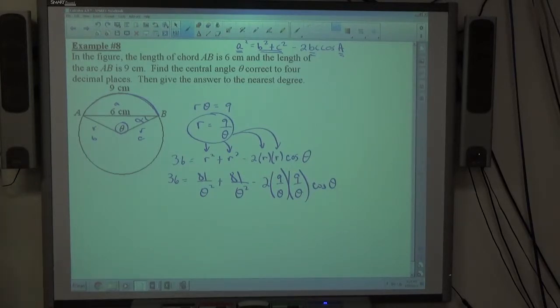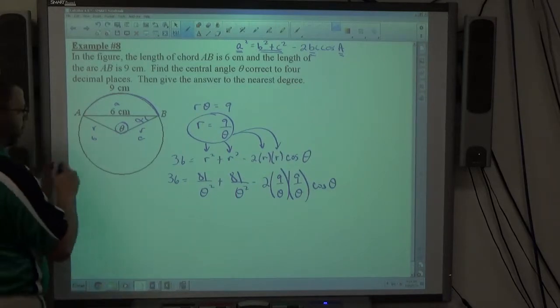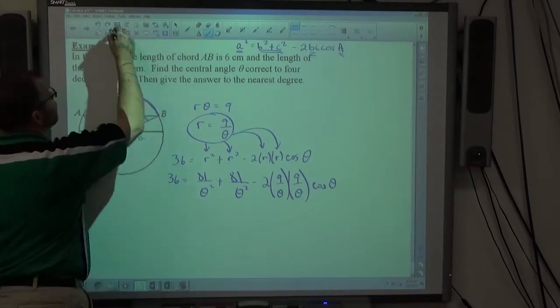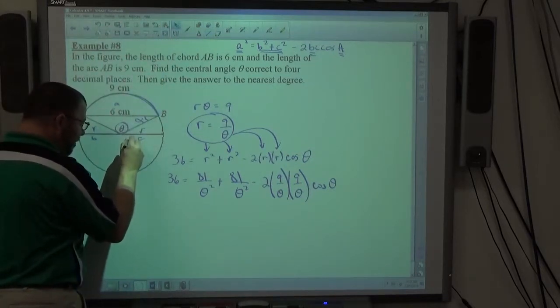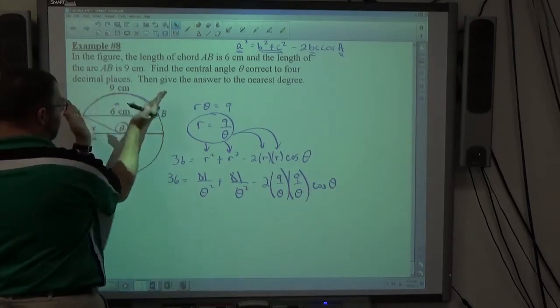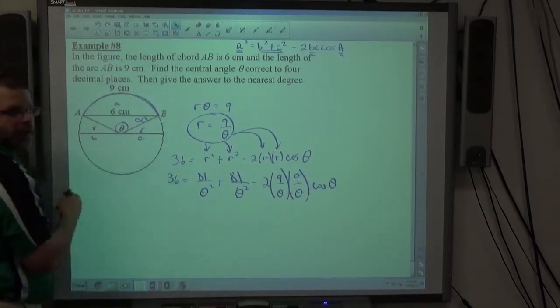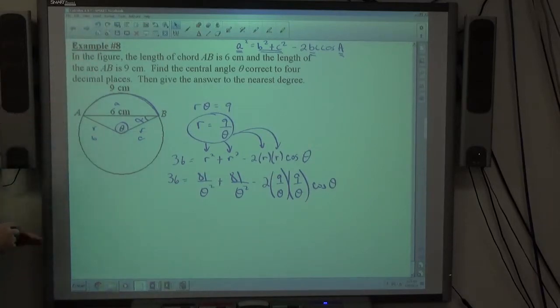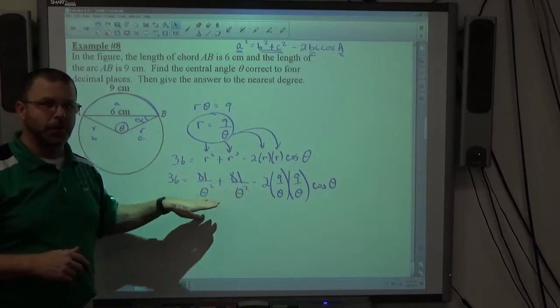Now one last thing: just looking at the picture I can see very clearly theta is bigger than 0. I can say it's less than pi. Obviously less than pi because pi would be a diameter, right? That'd be pi radians. In order to have a 9 centimeter arc here and 6 centimeter chord there, it's got to be between 0 and pi. So I know it doesn't equal 0, so obviously we aren't dividing by 0 here, right?